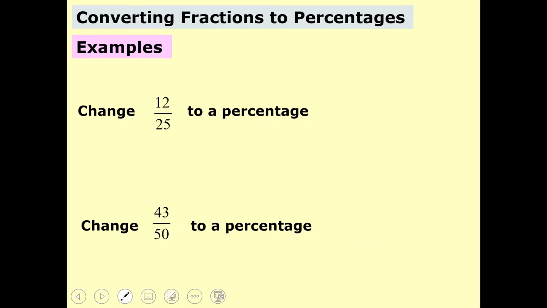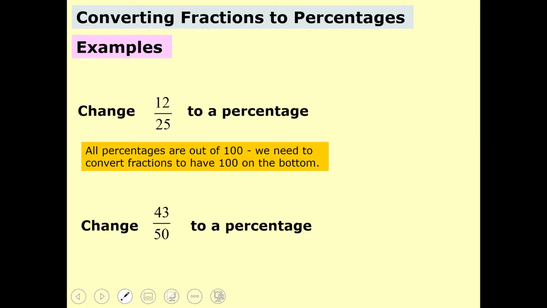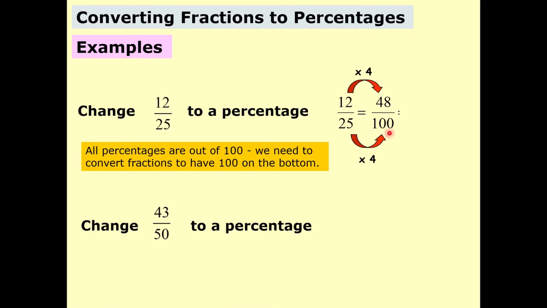Okay, let's look at a couple more examples. So again, remember all percentages are out of 100 and we need to convert fractions to have 100 on the bottom. So first one, 12 over 25. What do we need to times 25 by to make it into 100? We're sort of thinking how many 25s are in 100? Well, there are 4, so we need to multiply top and bottom by 4. So multiply 25 by 4 to get 100 is exactly what we're after. And then 12 times 4 gives us 48. So then we can just read off from our fraction that that is equal to 48%.